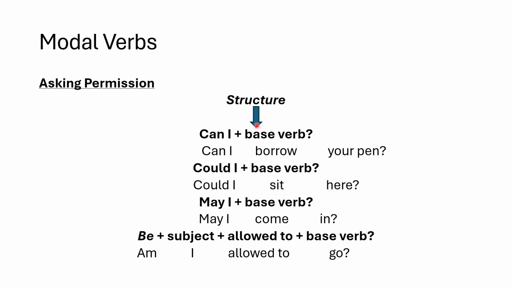Here is the structure for asking permission. Can I plus base verb. Can I borrow your pen? Could I plus base verb. Could I sit here? May I plus base verb. May I come in? Be plus subject plus allowed to plus base verb. Am I allowed to go? The punctuation at the end of a question is a question mark.